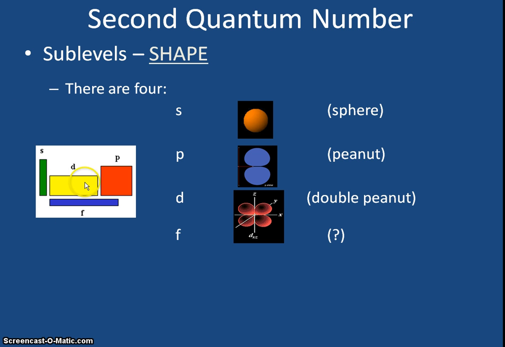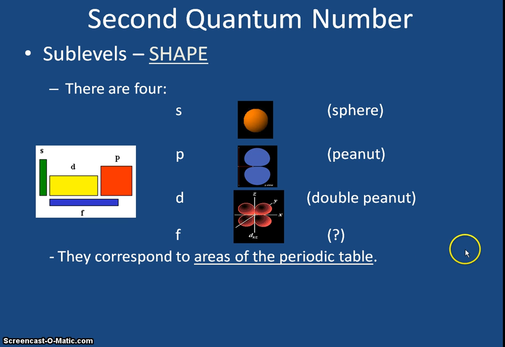In the middle, between the S and the P, you have the D block, this yellow block right here, and then these last 2 rows that stick off the bottom is called the F block. Go ahead and label that for now, and I'll explain why you're labeling it in just a few minutes. So these correspond to areas on the periodic table.